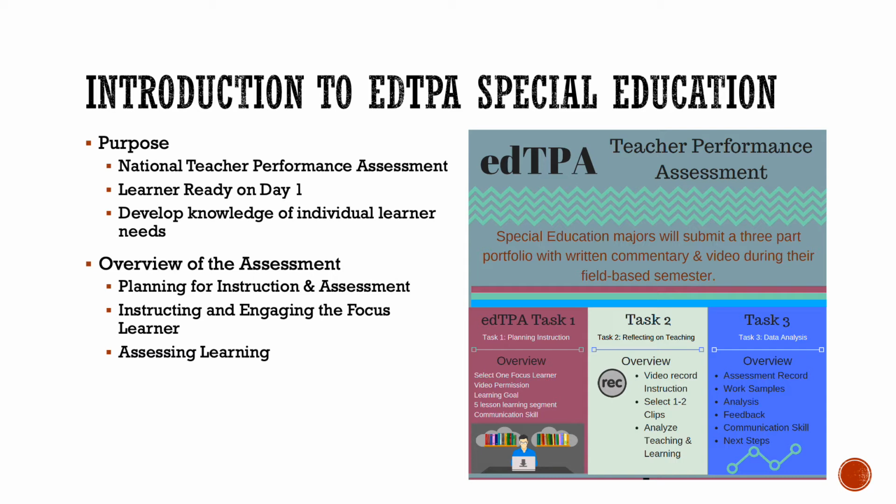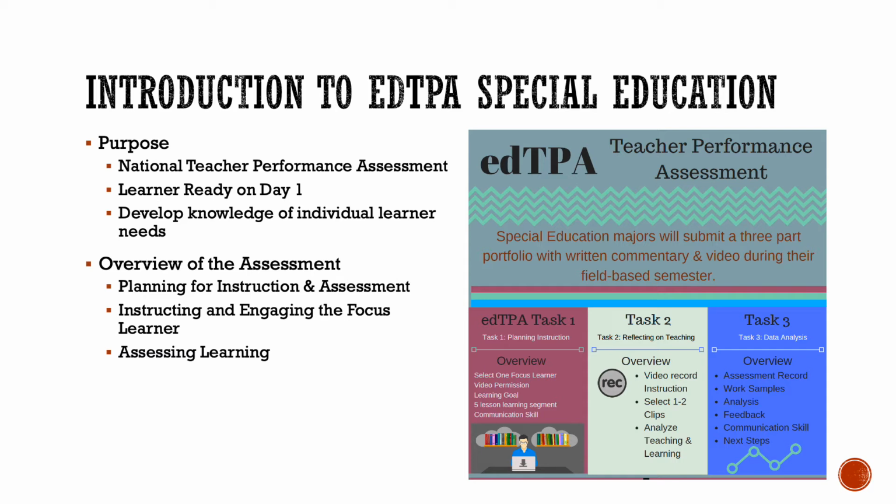To review, how many tasks will you submit for your edTPA essential application? That's right, you will submit each task individually for a total of 3 submissions. We will provide feedback to you on task 1 prior to your task 2 submission, and that will allow you to incorporate feedback into tasks 2 and 3 before submitting those.